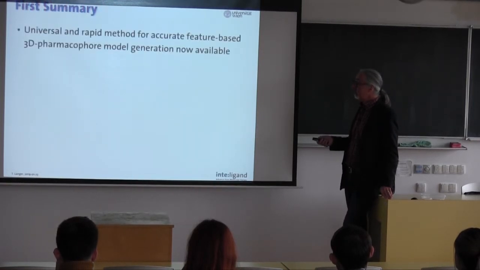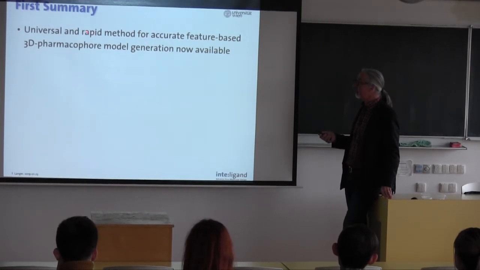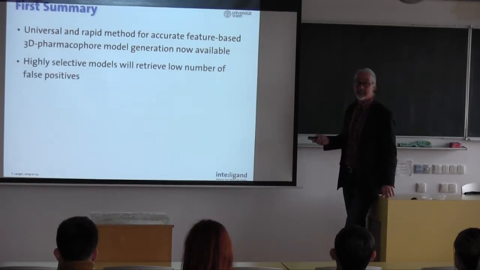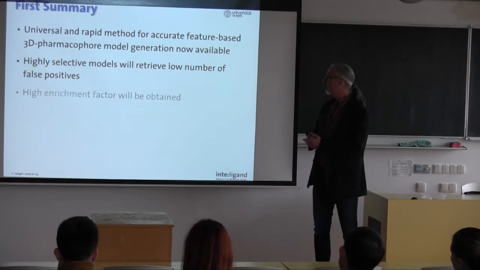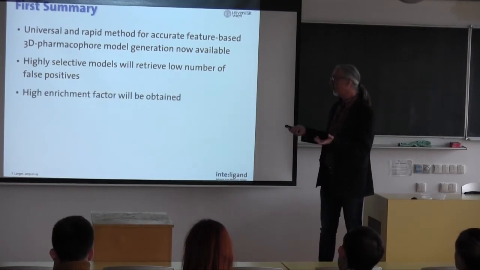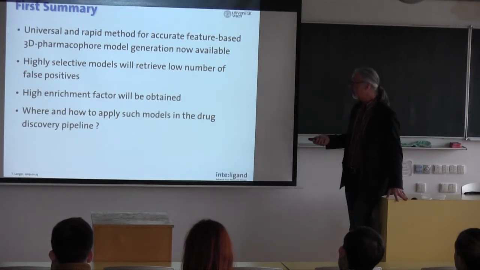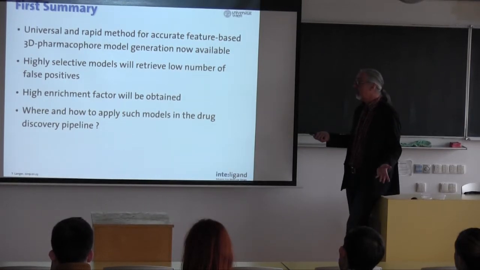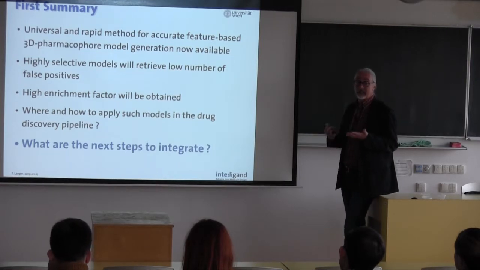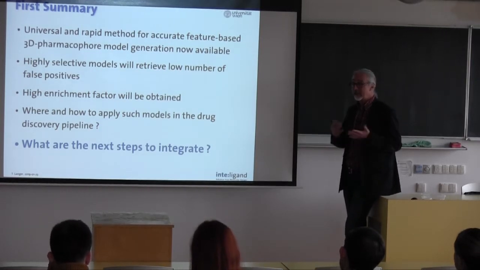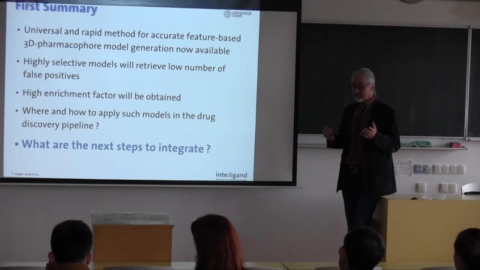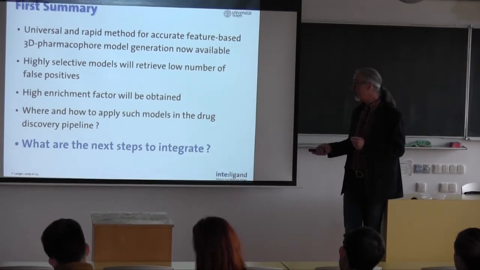So I think as a first summary, we can say that these pharmacophores are universal and a very rapid method for accurate feature-based generation is there. That we have highly selective models that can be used for retrieving a low number of false positives, therefore a high enrichment factor. The question is where to use this in the drug discovery pipeline. I think this is pretty clear. It needs to be used in hit identification, right? So this is really a good way to start hit identification, but what are the next steps to integrate?